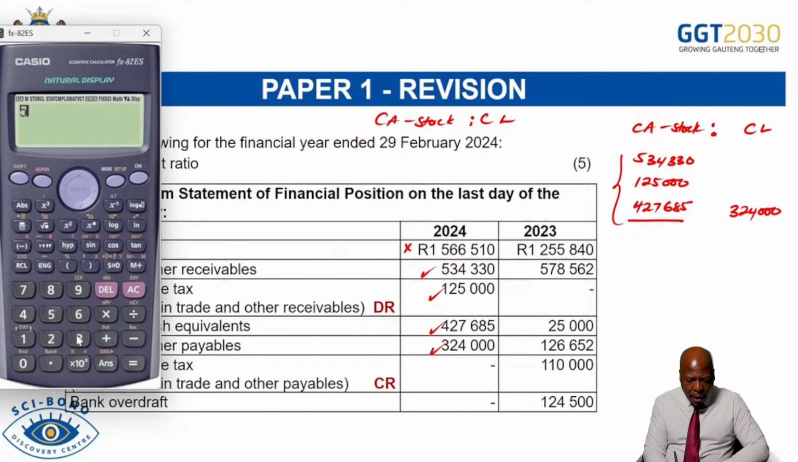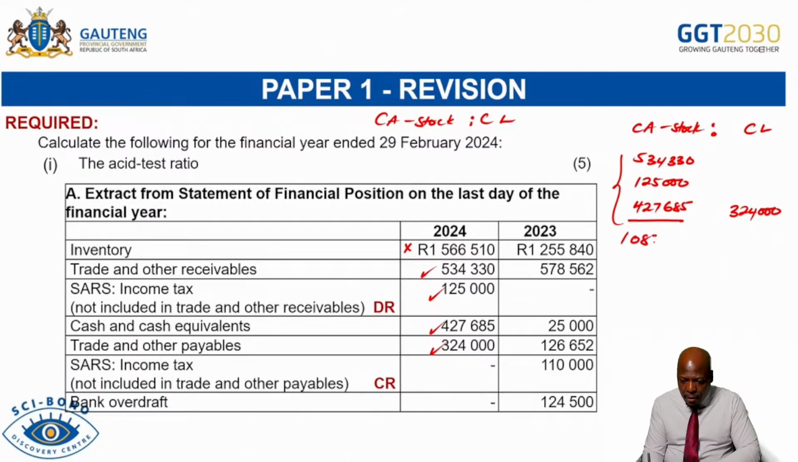Okay, let's add these amounts and let's see how much we come up with. It's going to be 534,330, plus 125,000, plus 427,685. And that's going to give me 1,087,015. That's the total. So when I come here now, on my current assets minus stock, I have 1,087,015, and on my current liabilities, I have 324,000.